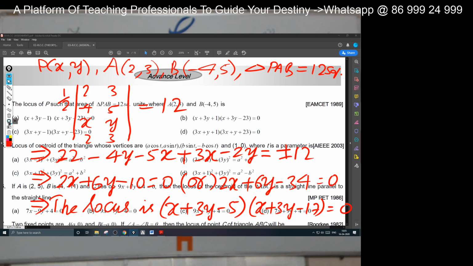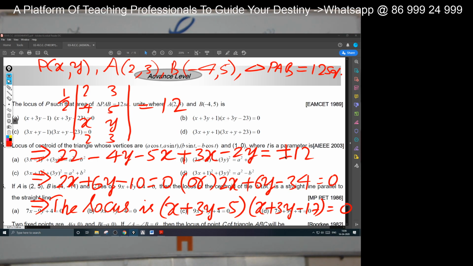I think I have taken the point different. Minus 4, 5, B and A 2, 3. That's correct. And what is the area given? 12 square unit. That's also correct. So 10 plus 12. It is 22. And it is minus 4y minus 5x. This is also correct. 3x minus 2y. This is also correct. So this is minus 5x plus 3x minus 2x. Brought that side 2x. Minus 4y minus 2y minus 6y. Brought that side plus 6y. And it is 12 minus 22.